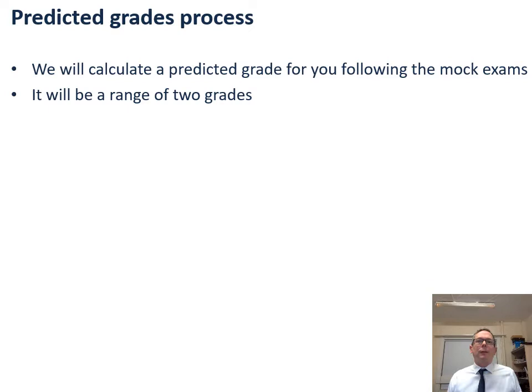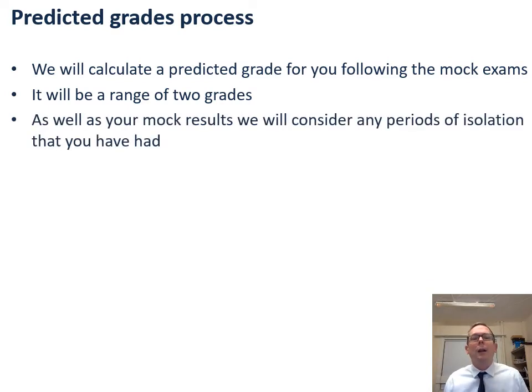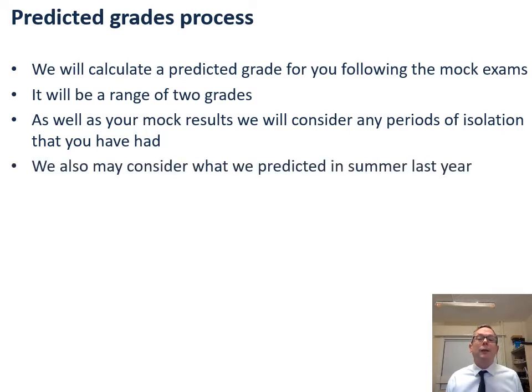So as I've said, we're going to calculate this predicted grade. It's going to be a range of 2 grades, and in doing so, we will consider your mock results. They're one of the primary bits of evidence we'll use. But also we will take into account any periods of isolation you've had. So if you've missed 10 days of school, then we know the dates of the days you've missed, we know your attendance, and that has been communicated to each of the subjects as part of this process.